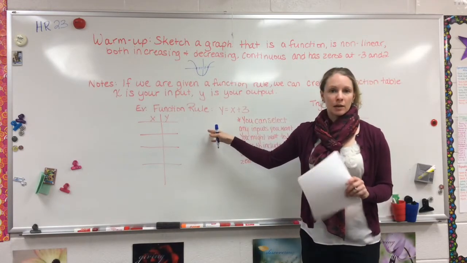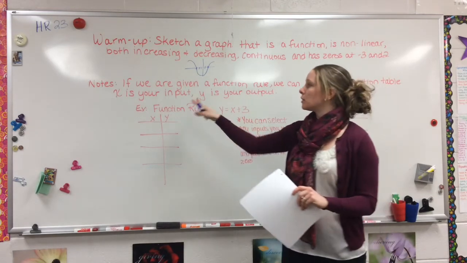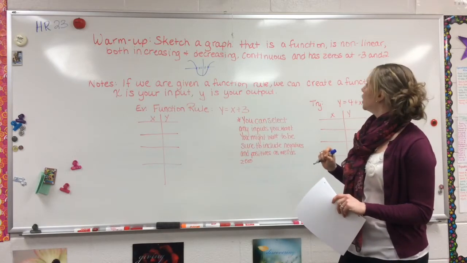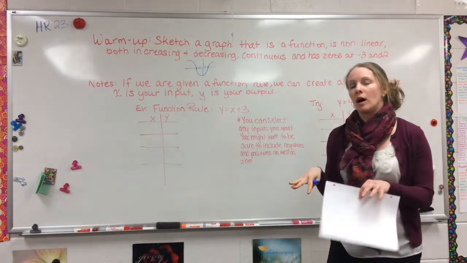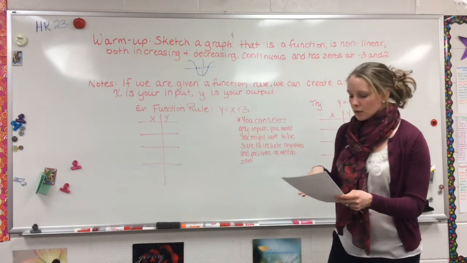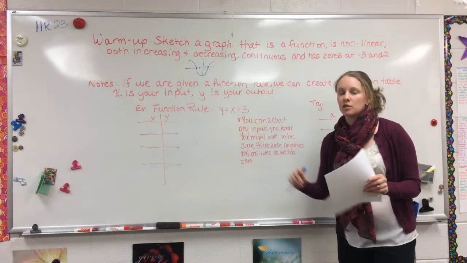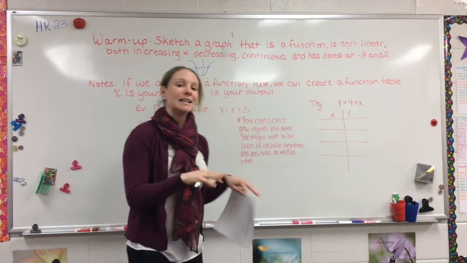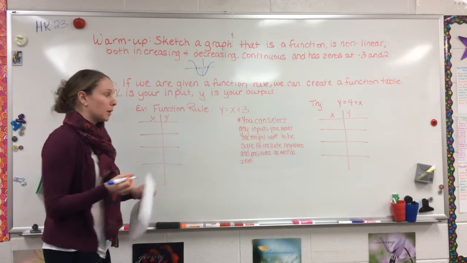You want to copy this down as I work. You're going to do some examples with me, some on your own. But the first thing you want to copy down is the sentence. If we're given a function rule, we can create a function table. We have our x as our input, our y as our output. So here, this function rule of y equals x plus 3, and I've made a function table.